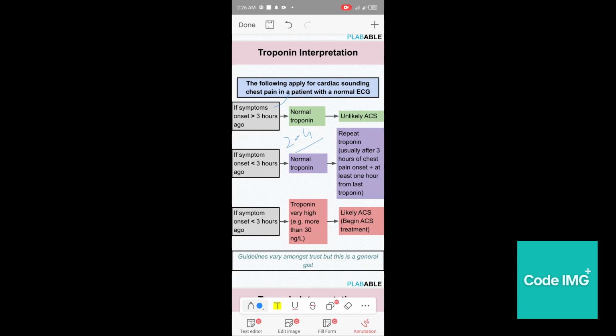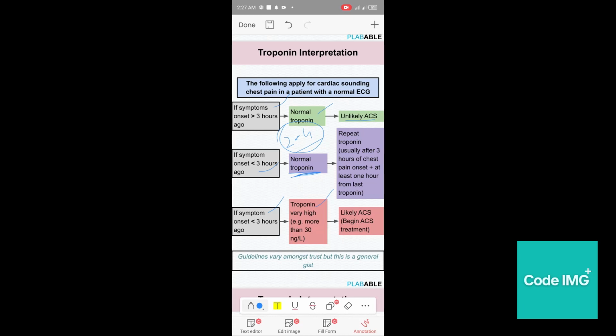If your patient's having chest pain and it's NSTEMI and you do the test within half an hour or 1 hour, trop may come as negative. But if the patient has symptoms greater than 3 hours and it's a normal trop, unlikely ACS. If the symptom onset is less than 3 hours and the trop is normal, you need to repeat the trop, because it itself takes like 2 to 4 hours to build up. If the patient's having symptoms less than 3 hours and trop is positive, it means it's ACS. You need to start the treatment.